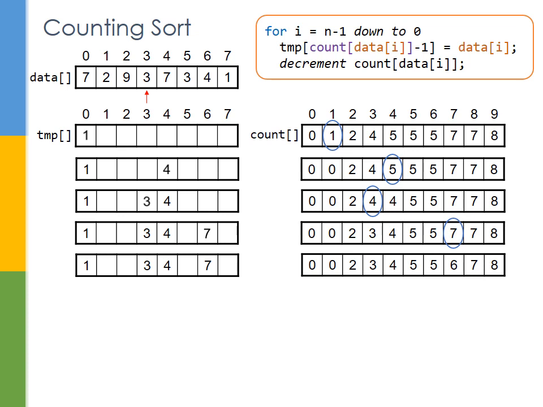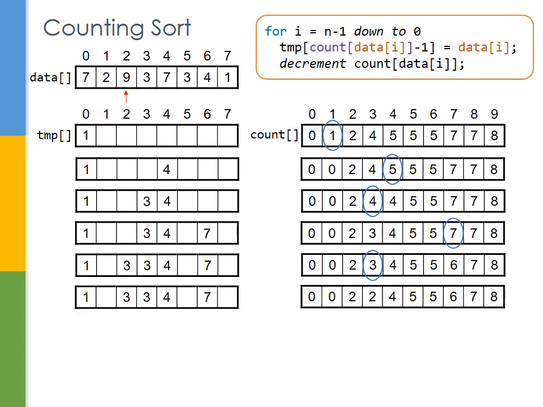Now we retrieve the next value in data, which is 3. So we're accessing the count array at subscript 3. We subtract 1 from that value that we've retrieved. So now we're updating the temp array at subscript 2, and we copy the value 3 into that location. We move the pointer in data along, and we also decrement the value in count that we're currently looking at.